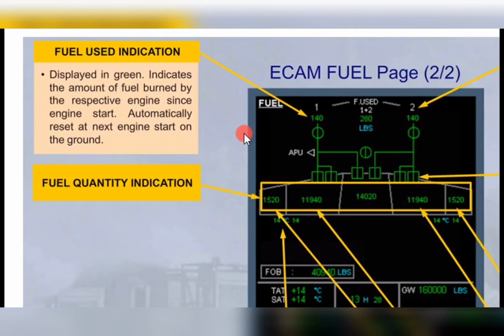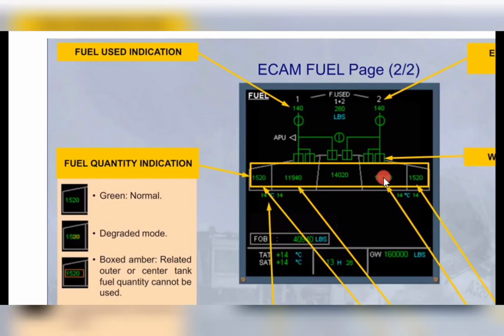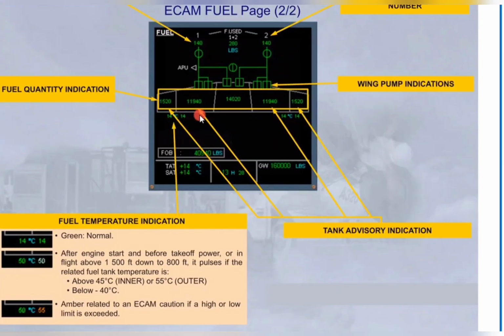Now here we see all the indications of outer, center tank and inner cells. Fuel used indication is shown in green, means normal. Degraded mode will show lightly normal, and then boxed amber means outer or inner tank fuel quantity cannot be used, as shown in this picture. Now we will see how much fuel is shown on this picture, and we will move on to the next topic where we will see fuel temperature indication.